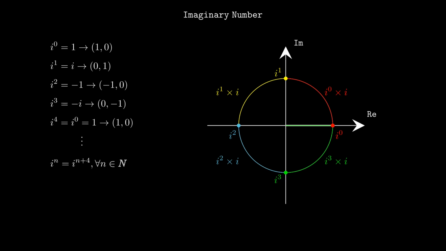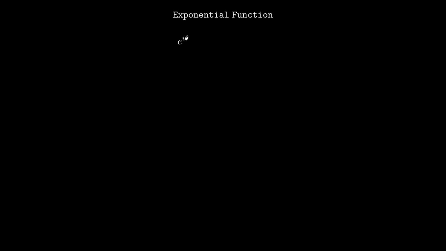Therefore, for any natural number n, i to the power of n is equal to i to the power of n plus 4. Multiplying i to the power of n by i is equivalent to rotating the corresponding point 90 degrees counterclockwise around the origin. Each point will return to the starting point after 4 90-degree rotations. Obviously, Euler's formula is closely related to exponential functions. Let's first look at how to calculate exponential functions.